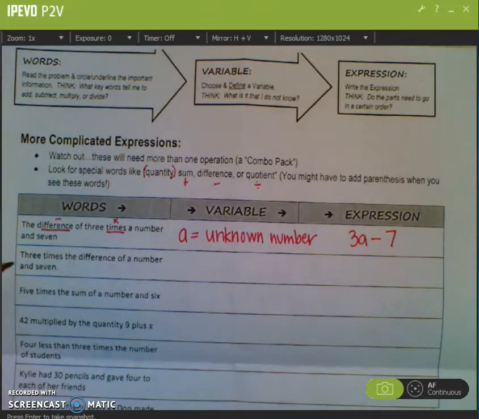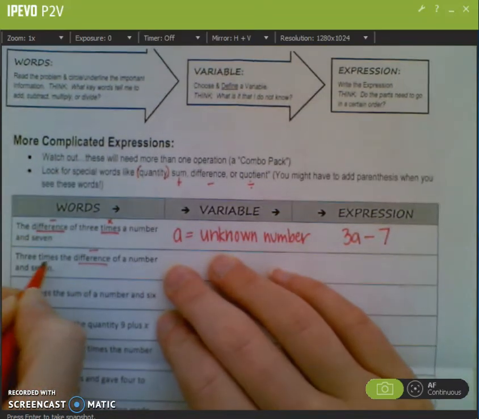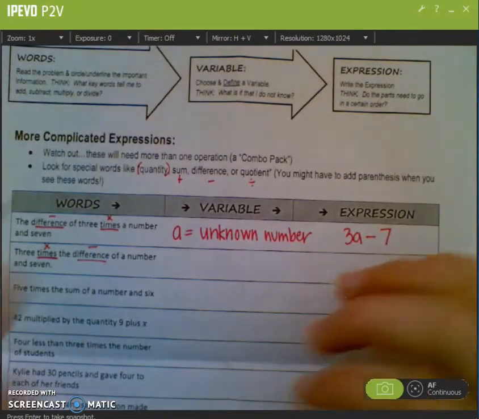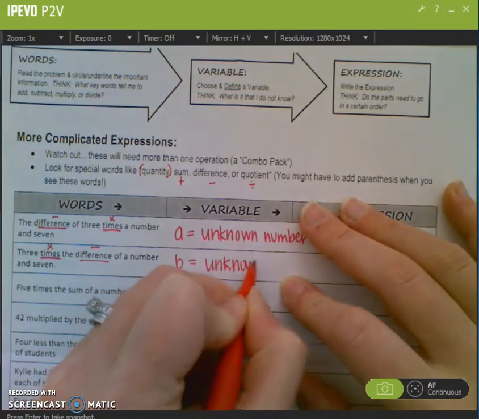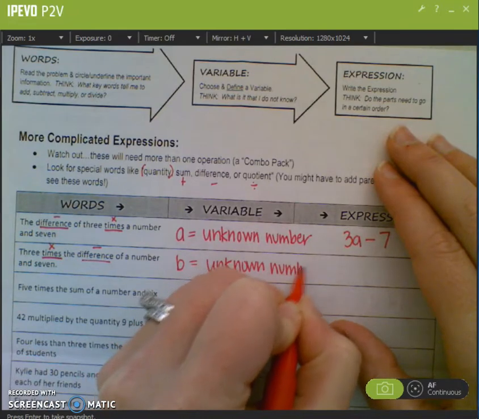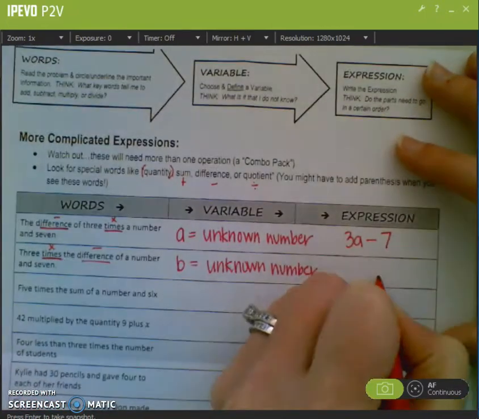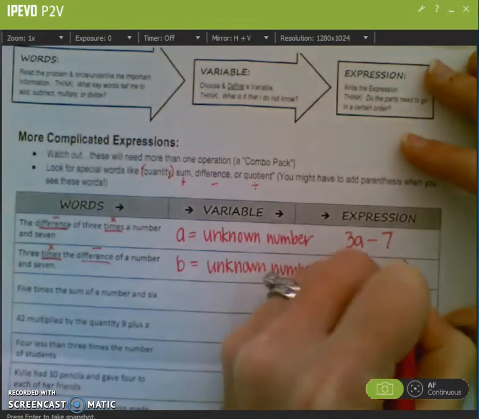So here's one that's going to kind of show you the difference. It says 3 times the difference of a number and 7. Well, we've got the difference of, difference means subtract, a number and 7, and we're going to do 3 times that amount. So times means multiply, but this is going to be different because so we've got an unknown number. I'm going to use B this time. B equals our unknown number. And 3 times the difference of, so we've got difference of our number and 7. And we want to multiply all of this by 3.